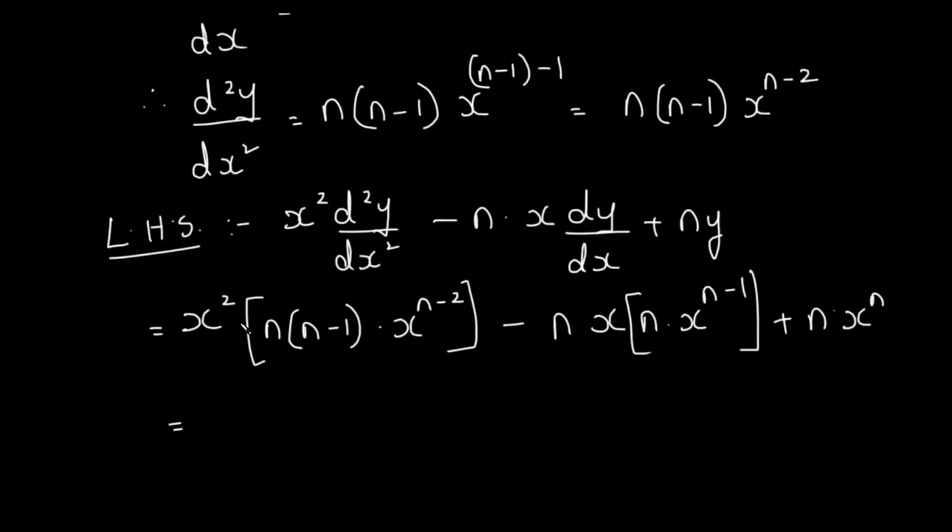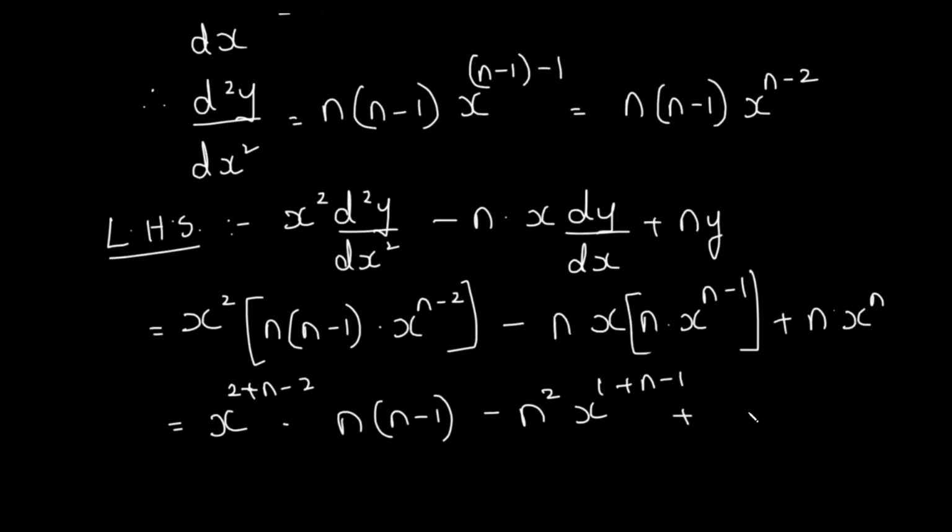this is going to be simplified further now. When two same numbers are multiplied, we can add their powers together. This you know as the rule of indices. So we write over here x raised to 2 plus n minus 2, so the powers are added, into n into n minus 1. Minus n, the same thing we are going to do over here. Now n into n becomes n square, x raised to 1 plus n minus 1, not n but 1 because here x is there, so x raised to 1 plus n minus 1, plus n into x raised to n as it is.